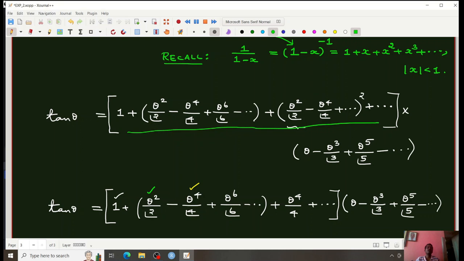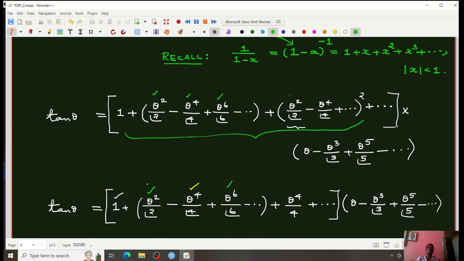Let us simplify the whole thing, okay? We are going to simplify this bracket completely. So, we are going to write 1 as it is, and then theta square by 2 factorial is there, and then theta power 4, that is also there. Theta power 6 is also there.